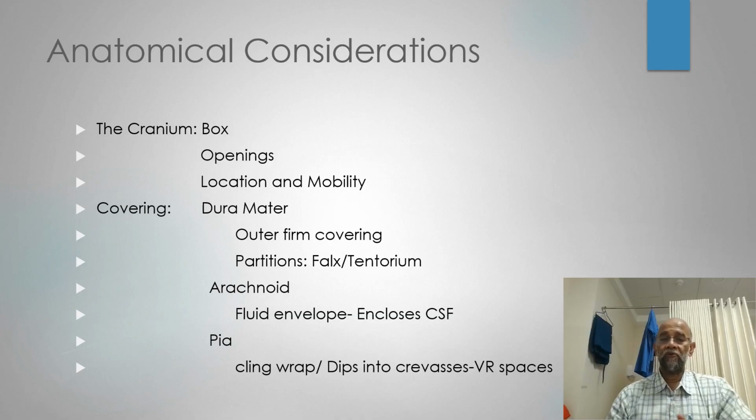Inside the dura, we have a fluid-filled envelope, the arachnoid, a transparent membrane, which encloses CSF, cerebrospinal fluid. The innermost layer of the meninges is the pia, which is like a cling wrap. It dips into the crevices of the brain and into the Virchow-Robin spaces around the vessels, so that through this pial envelope, we have cerebrospinal fluid, which can numb or null the pulsations of the vessels within the brain.